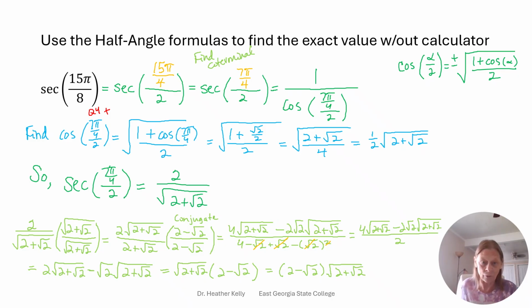Okay, so now that means that our secant of 7 pi over 4 divided by 2 is equal to this, 2 minus root 2 times the square root of 2 plus root 2. Nuts, nuts, nuts, nuts, nuts.